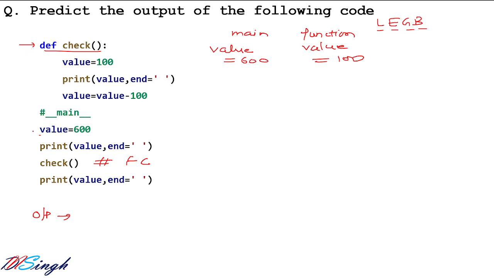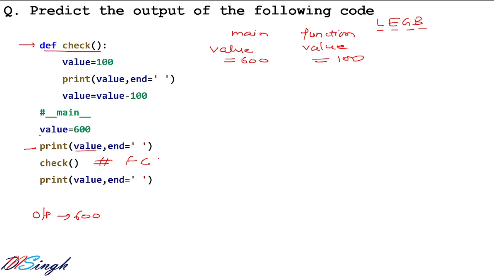Here it initializes the variable named value with 600, and goes to the next statement which says print value and end will be space. So what is the value which is accessed here? From the main itself, because the first time it tries to search inside the local scope, and in the local scope of the main this variable value is available, whose value is 600. Now space is there. After that the check function is called.